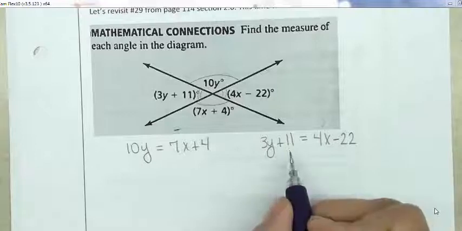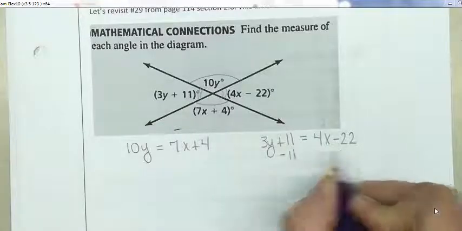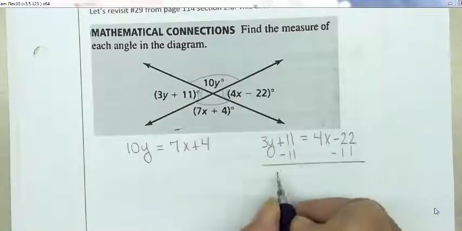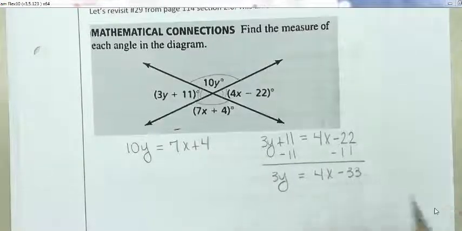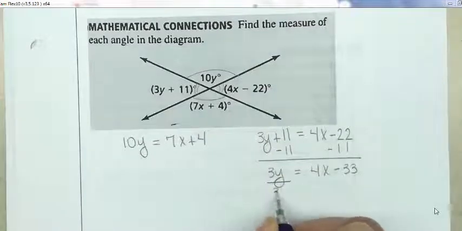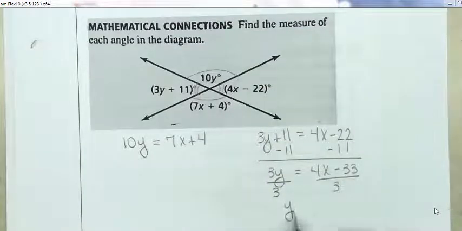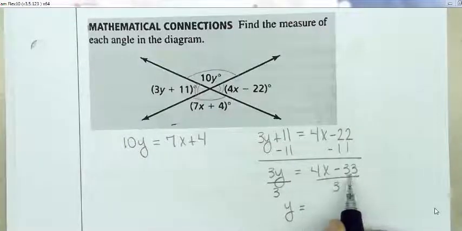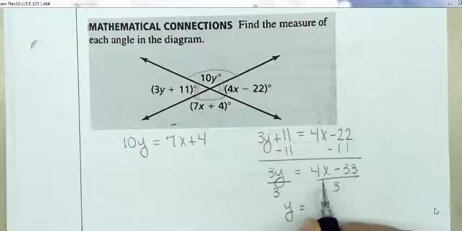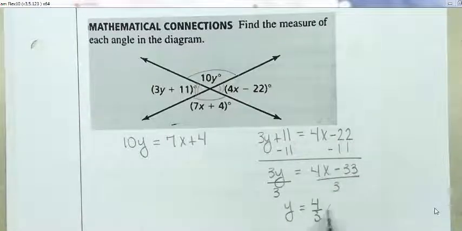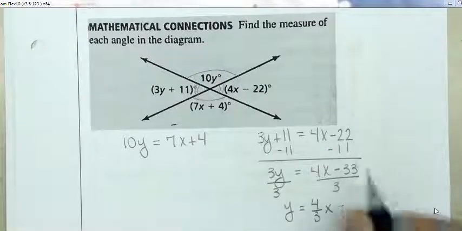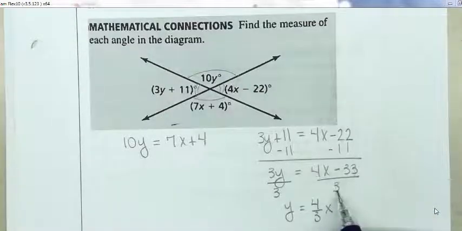So let's see, how about if I take this one, let's subtract 11 from both sides. That will give me 3y equals 4x minus 33. And then I'll divide both sides by 3. So that gives me y equals, now 3 needs to go into both terms here. There are two terms. I'm going to divide 3 into both of them. So 3 is going to go into 4x, or in other words, that will be 4/3 x. And then negative 33 divided by 3, well, that's negative 11.